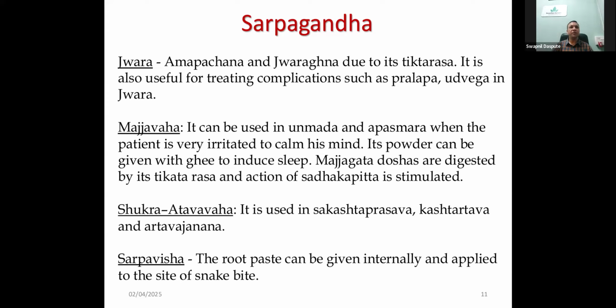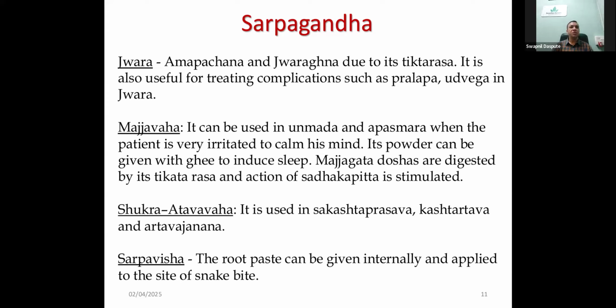Majjagata doshas, and I have mentioned this several times in the past also. When ghee is mentioned, Ayurveda expects it to be cow ghee, unless it is specifically mentioned as buffalo or goat ghee. Majjagata doshas are digested by Tiktarasa, and action of Sadhaka Pitta is stimulated by Sarpagandha.